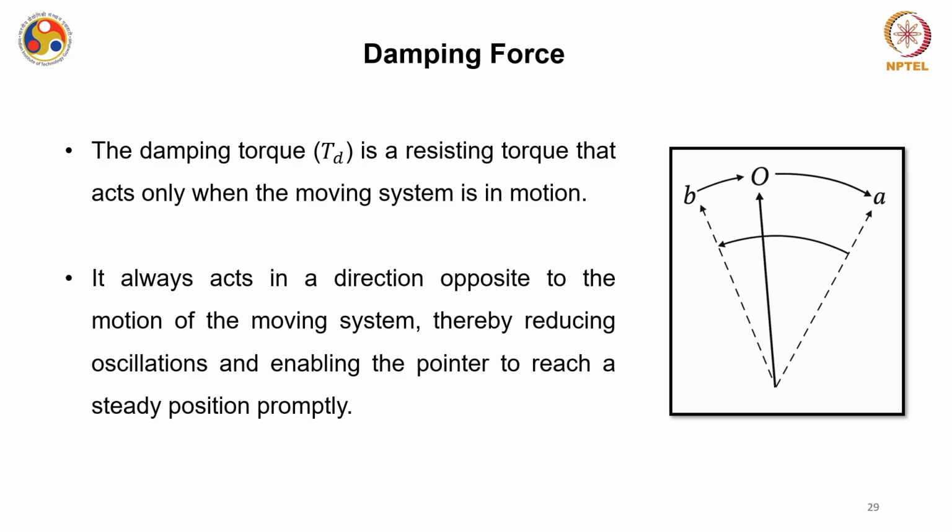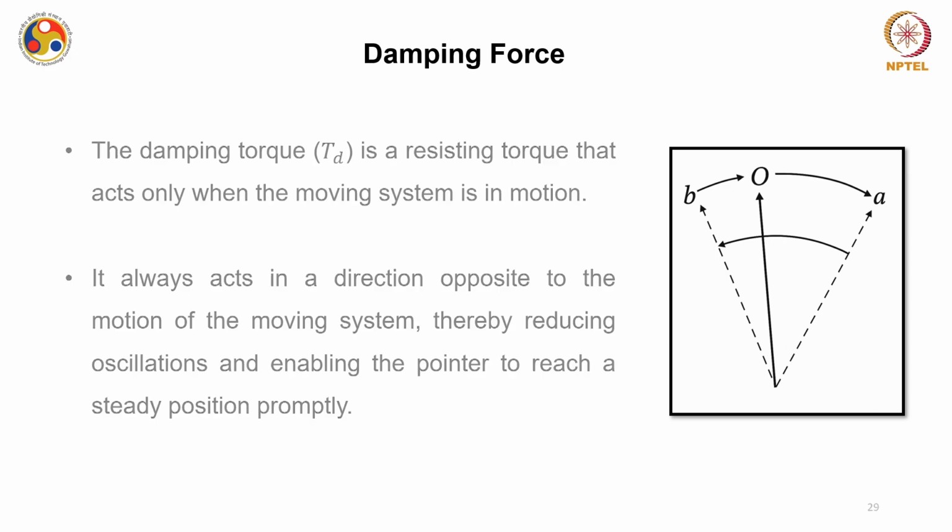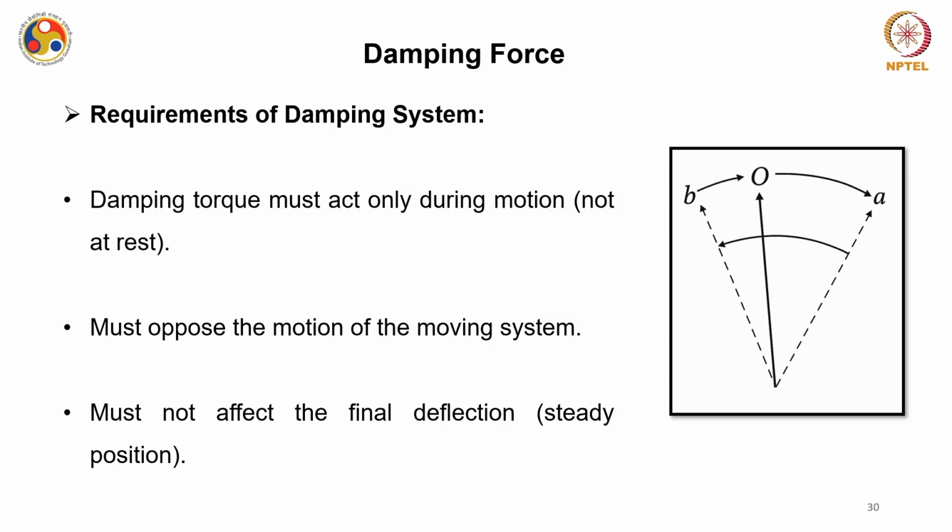The damping torque is a resisting torque that acts only when the moving system is in motion. It always acts in a direction opposite to the motion of the moving system, thereby reducing oscillation and enabling the pointer to reach a steady position promptly. This damping torque is produced, as the name suggests, by the damping system, and there are certain requirements of the damping system.